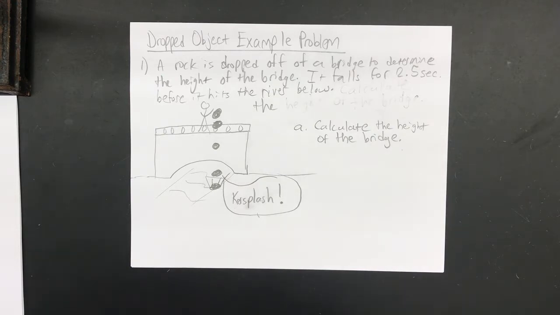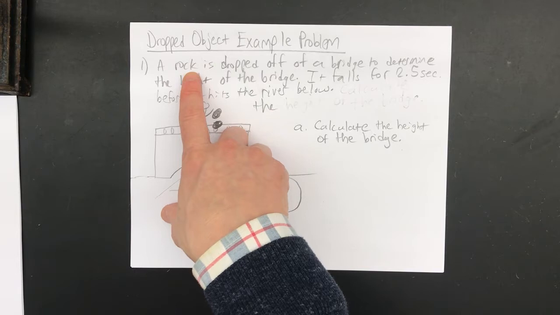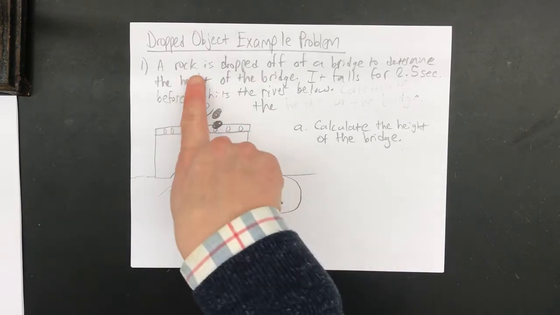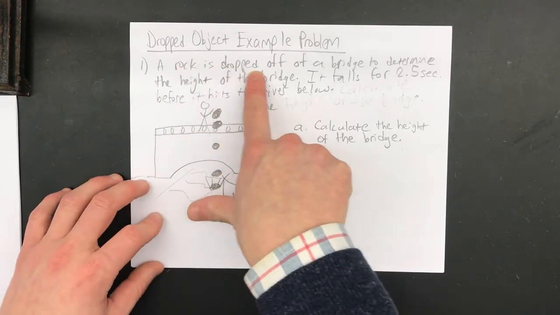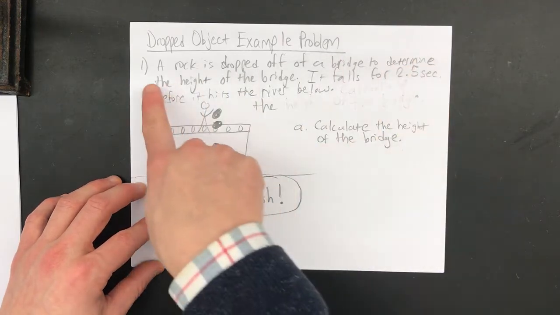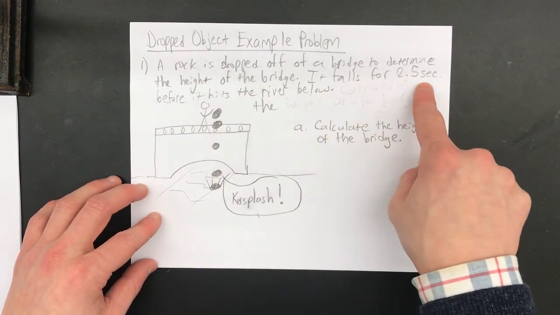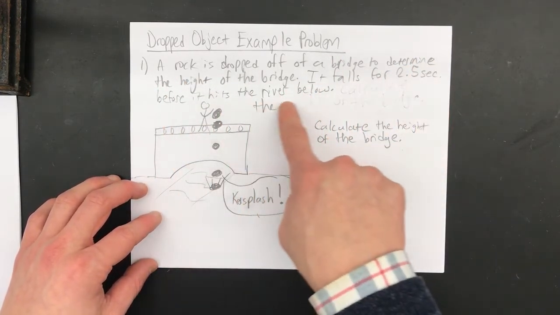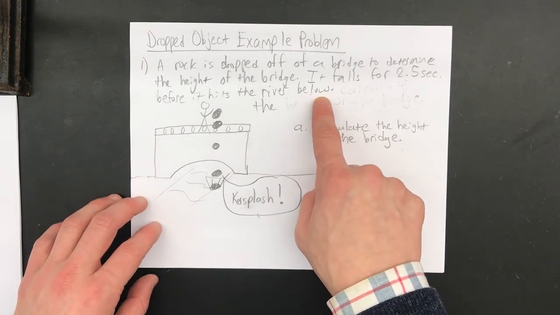So let's read our problem. I'm sorry for my handwriting, but I'll read it to you, and if you can copy it down. A rock is dropped off of a bridge to determine the height of the bridge. It falls for 2.5 seconds before it hits the river below, okay?